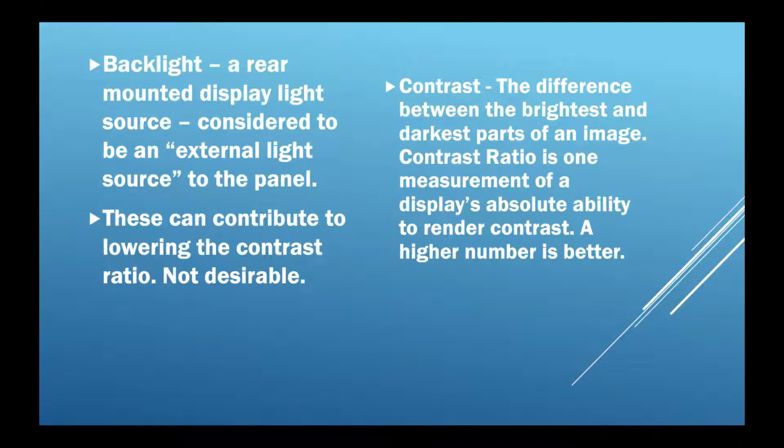So contrast is the difference between the brightest and darkest parts of the image. It's a bit like dynamic range in a way. Contrast ratio is one measurement of the display's ability to render contrast. A higher number is better. So if you want a contrast ratio of say 10,000 to 1, it means you've got 10,000 units of brightness to 1 unit, right? As opposed to 1,000 to 1, which means it just doesn't have the range. When you see a contrast ratio, it isn't as contrasty if it's a lower number, all right? So a higher number is better when it comes to contrast ratio.